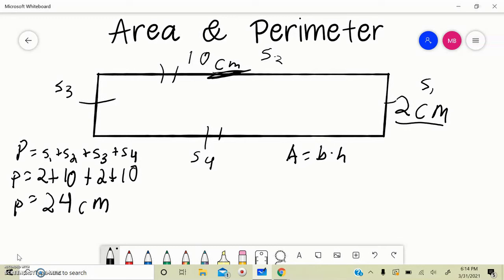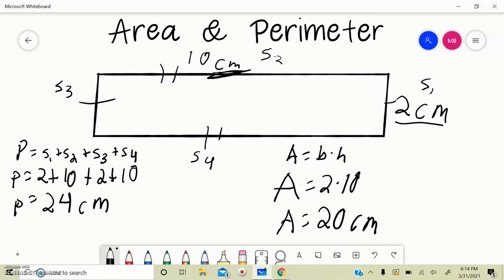Now let's do my area. Remember, area is equal to base times height. So I have A is equal to 2 times 10. Area is going to be equal to 20. Can't forget my units, the centimeters. Remember, since we're multiplying, those are going to be squared. So I have area is equal to 20 centimeters squared. Let's take a look at one more problem.